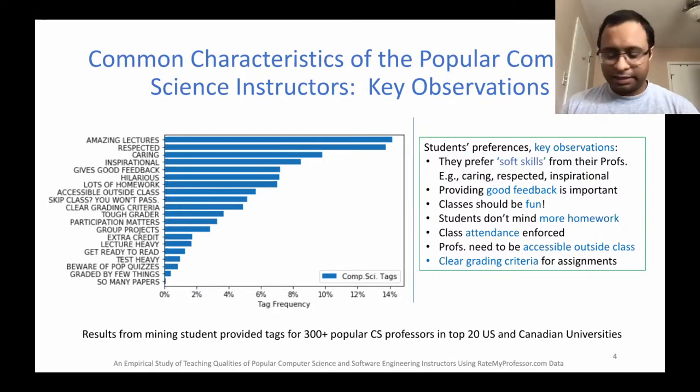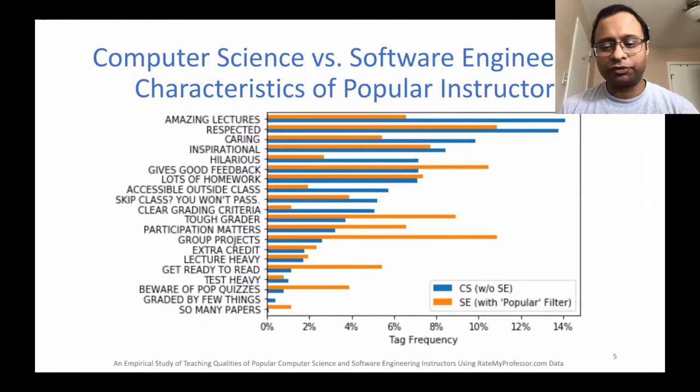And I asked the same question for software engineering professors, and here's what we found. Now, the orange line here is software engineering popular professors, and the blue line as before is computer science professors. Again, if you pay close attention to the graph, you'd see that popular software engineering professors are not that bad. They go quite well along with the popular computer science professors. However, there are some areas where software engineering professors can improve.